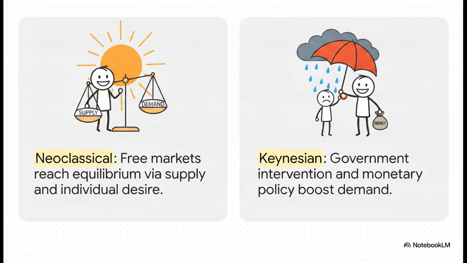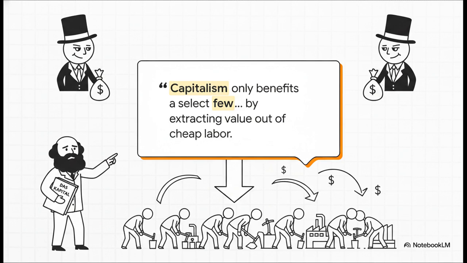Developed by John Maynard Keynes during the Great Depression, this theory argues against that pure neoclassical view. Keynes showed that restrained markets and actual government intervention are necessary to create stability. He heavily advocated for using monetary policy to boost demand and investor confidence, specifically during economic downturns. And then, presenting a complete rejection of that free market classical view, we have Marxian economics, famously defined in Karl Marx's work Das Kapital. This theory completely rejects the idea that an economic system determined purely by supply and demand benefits society as a whole. Instead, Marxian economics argues that capitalism inherently enriches a ruling class by extracting value from the cheap labor provided by the working class.